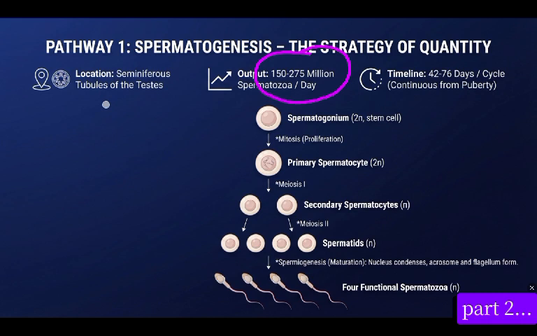From spermatogonia, we now undergo mitotic cell division. Mitotic means they are diploid. And what's happening? We are forming primary spermatocytes.